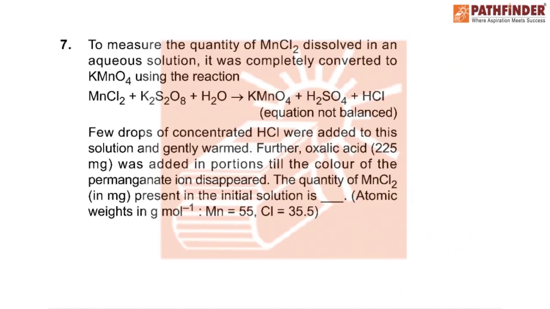In this problem, they are asking to measure the quantity of MnCl2 dissolved in an aqueous solution, which is completely converted to KMnO4 using the reaction given. The equation is not balanced. Now a few drops of concentrated HCl were added to this solution and gently warmed. Further, oxalic acid, weighing 225 milligram, was added in portions till the color of permanganate ion disappeared. Now they are asking to find out the initial MnCl2 which was taken.